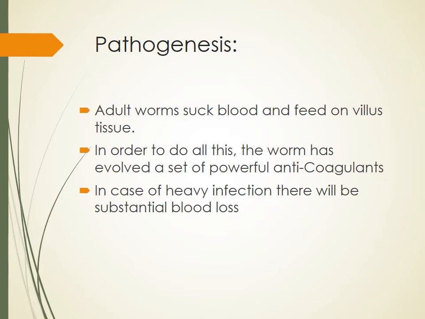Now we see pathogenesis. Basically the adult worm sucks the blood and feeds on the venous tissue. And to suck the blood they have a powerful anticoagulant, a heparin-like anticoagulant, which ensures the free flow of blood to the worm. In case of heavy infection of this worm, there would be substantial blood loss.